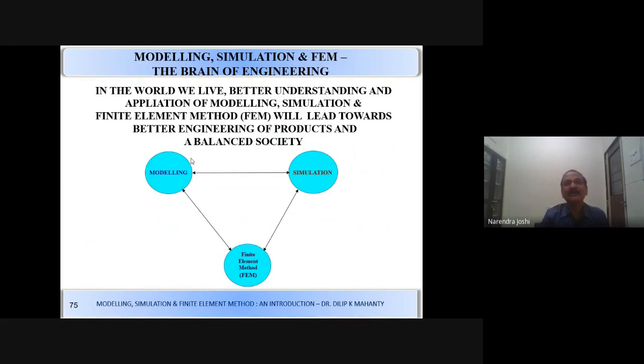Modeling and simulation, FEM, is the brain of engineering today. In the world we live in, better understanding and application of modeling and simulation and the fundamental method will lead towards better engineering products and a balanced society. This is what I personally perceive. And if you are more interested, we can look into these different aspects and situations that happened over the last half a century.